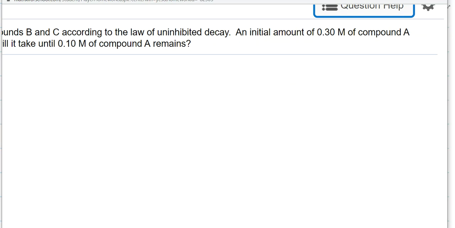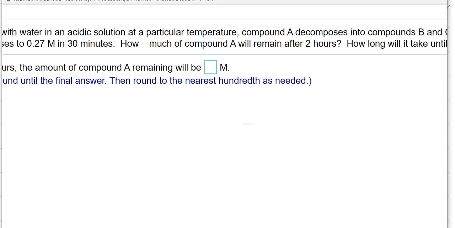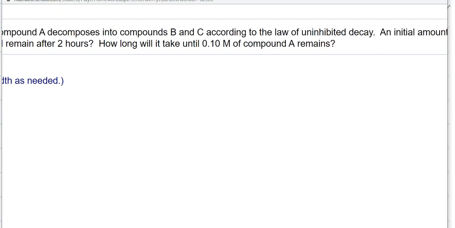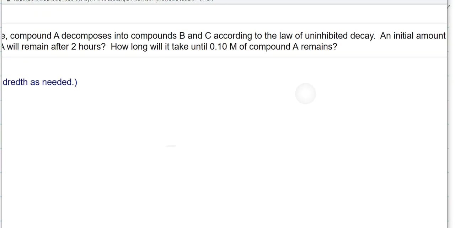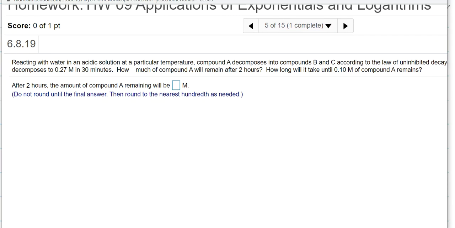The initial amount of 0.3 moles of compound A decomposes to 0.27 moles in 30 minutes. How much of compound A will remain after 2 hours, and how long will it take until 0.1 moles of the compound A remain? So you may or may not be taking chemistry, and you may or may not have ever seen chemistry before, but it doesn't really matter here. We can perform the mathematics behind it as long as we carefully interpret the description that the problem has provided.